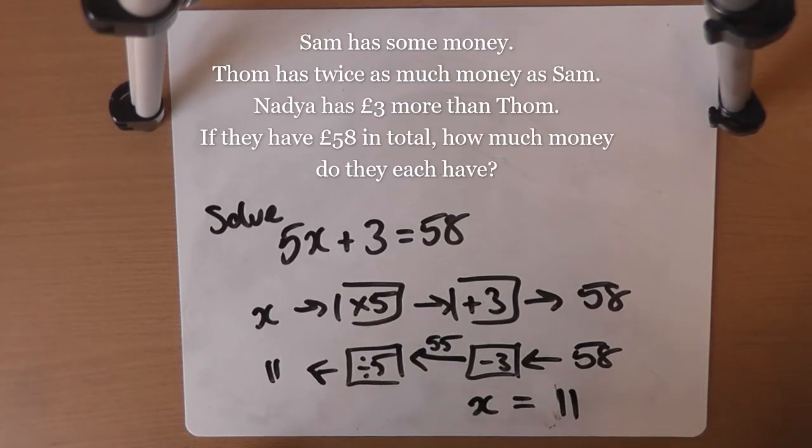Or have we? Because we need to make sure that we do step 5, and step 5 is check the question to see what we need to work out. And the question says, if they have £58 in total, how much money do they each have? We have only got one answer at the end, and really we should have 3: the amount of money that Sam has, the amount of money that Tom has, and the amount of money that Nadia has. So we now need to go back to our original setup, our original algebra that we wrote, and work out the value that each of them have.